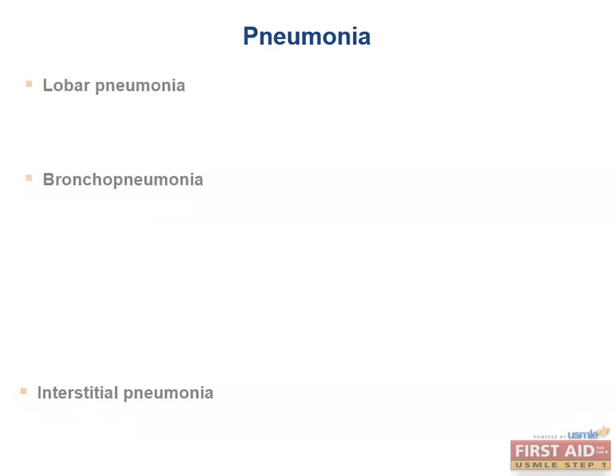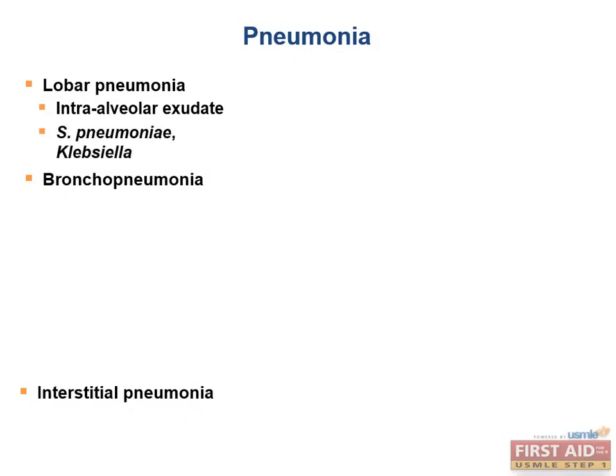Anatomically, you can think of infectious pneumonia as lobar, bronchopneumonia, or interstitial. Lobar pneumonia is characterized by an intraalveolar exudate that leads to consolidation, potentially of an entire lung. Do you recall the most common organisms in the outpatient setting from micro? Strep pneumo and occasionally Klebsiella.